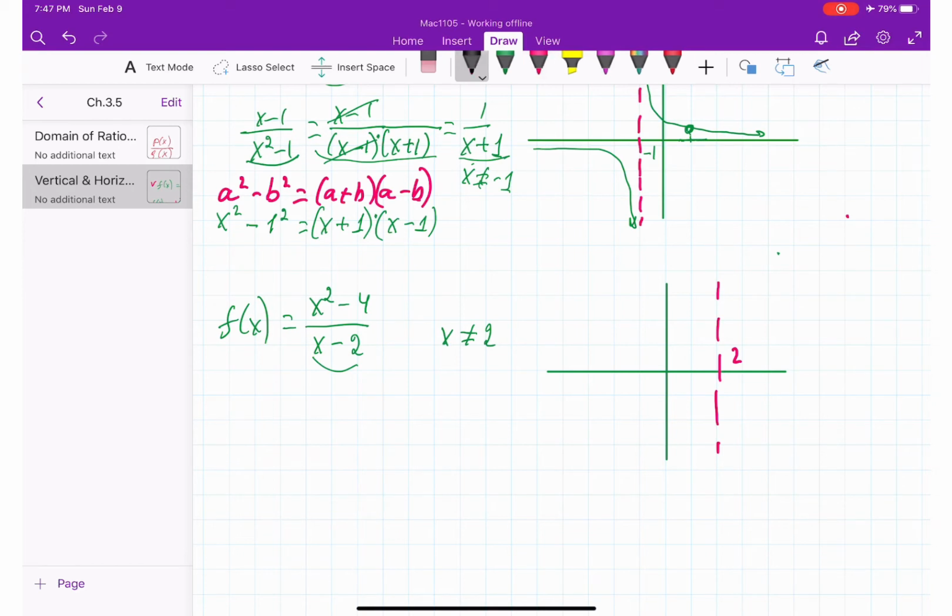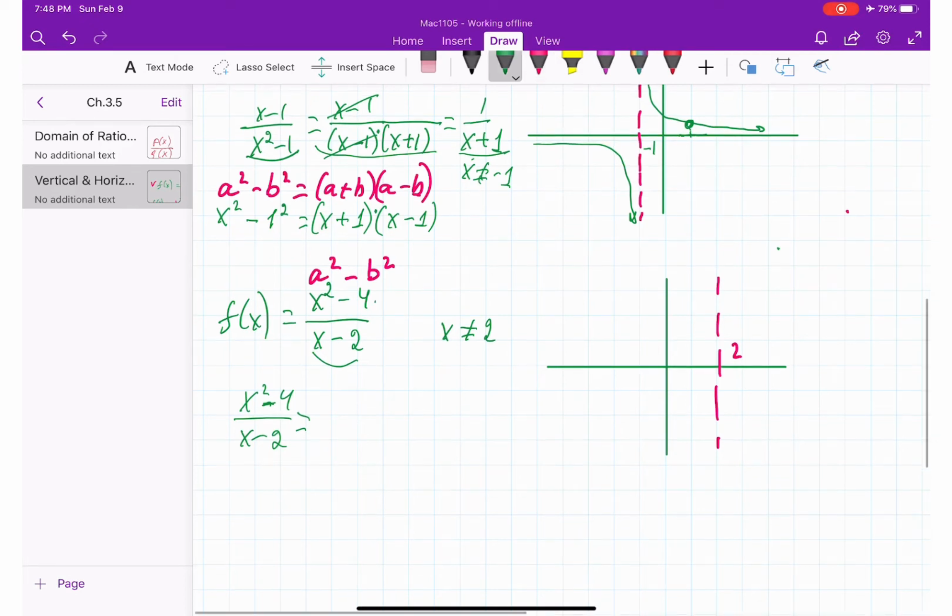But let's see. Looking here, it looks like we can do some simplification. So x squared minus 4 over x minus 2 is equal to, x squared minus 4, I can write down as a squared minus b squared. B squared is going to be my 2 squared, if I can write down 4 as 2 squared. Which means it's going to be x minus 2 times x plus 2 divided by x minus 2. So x minus 2 is cancelled with x minus 2, and the result is x plus 2.